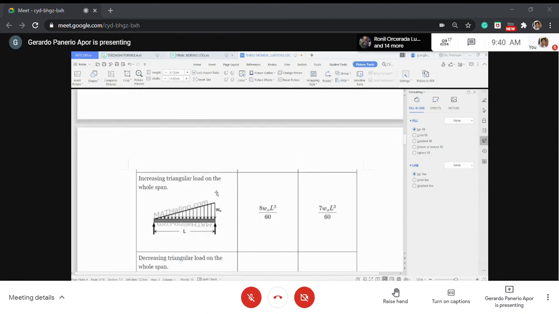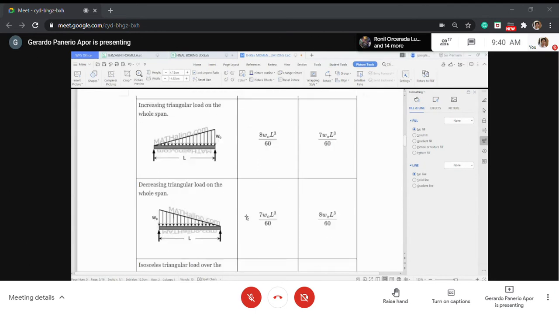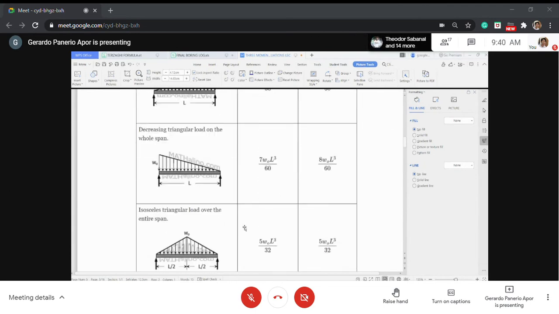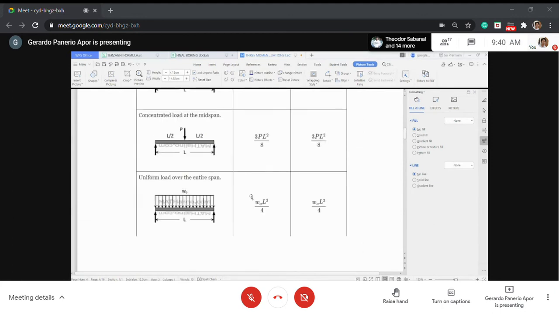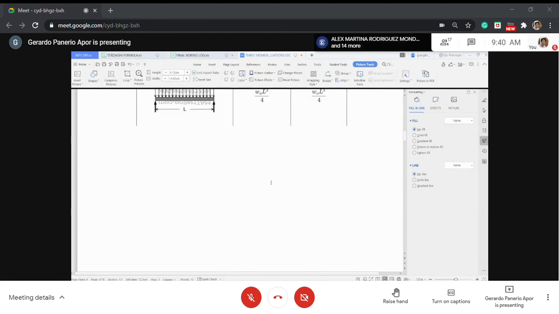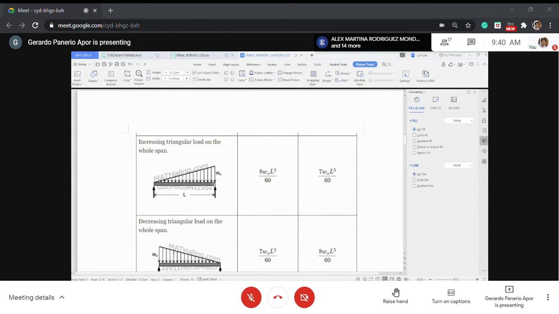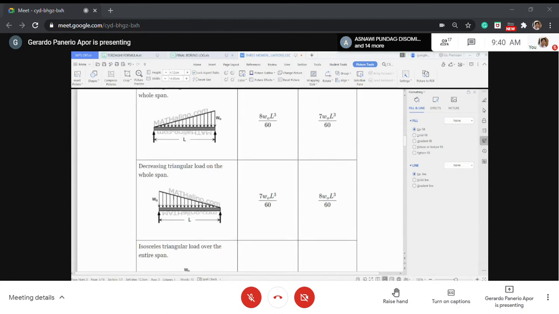So I have here several cases. Some of these are seldom used. What is usually used are this type of loading. Sometimes I give this in the problem.